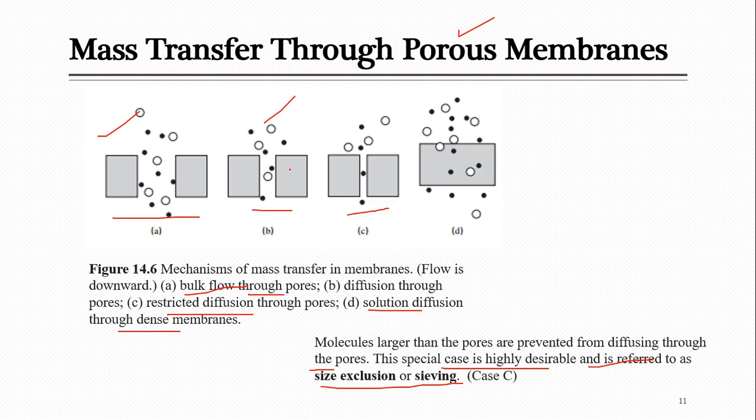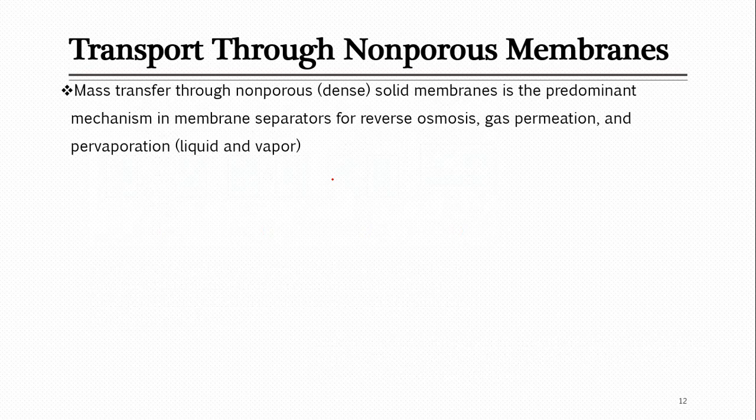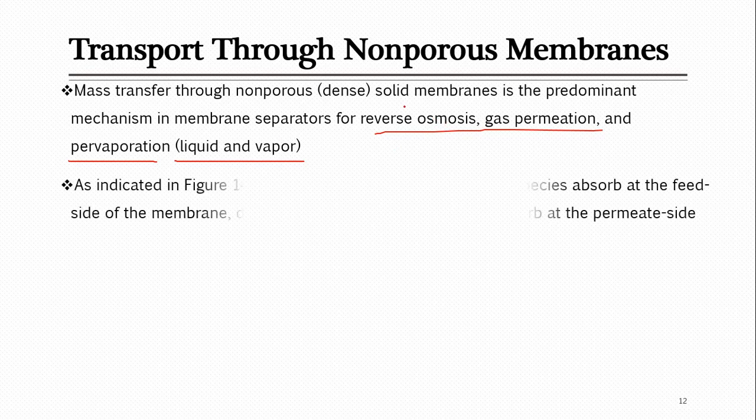You should just know how mass transfer takes place through the membranes, the general phenomena which I have explained here. And through non-porous or dense membrane, we also look at them as solid membranes, because most of the time they don't have pores. The predominant phenomena in membrane separation here are commonly involved in reverse osmosis, gas permeation or pervaporation. When we look at these in the next lecture, you will see that most of these membrane applications actually involve non-porous membrane. Both liquids as well as vapors can pass through those membranes, and separation takes place.